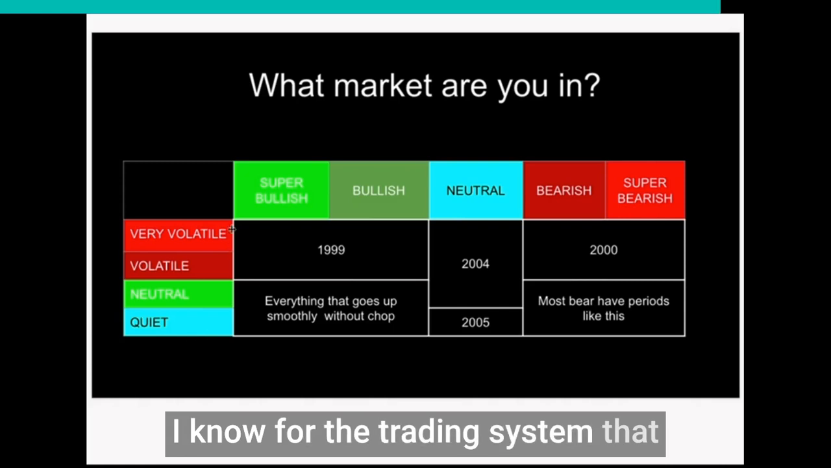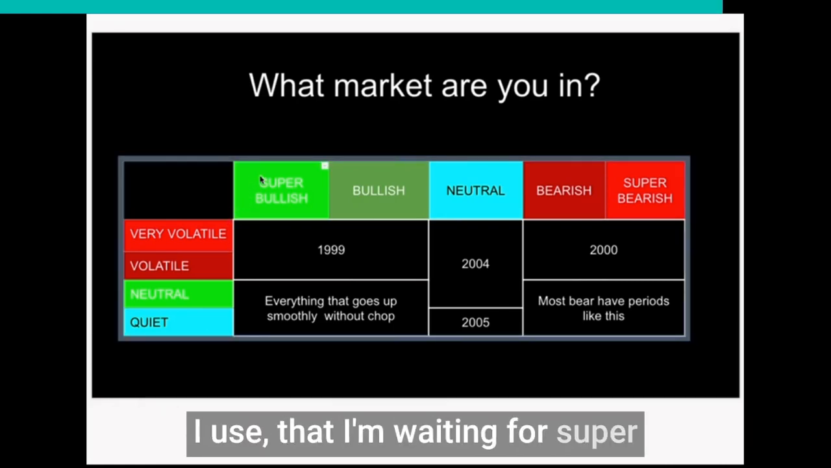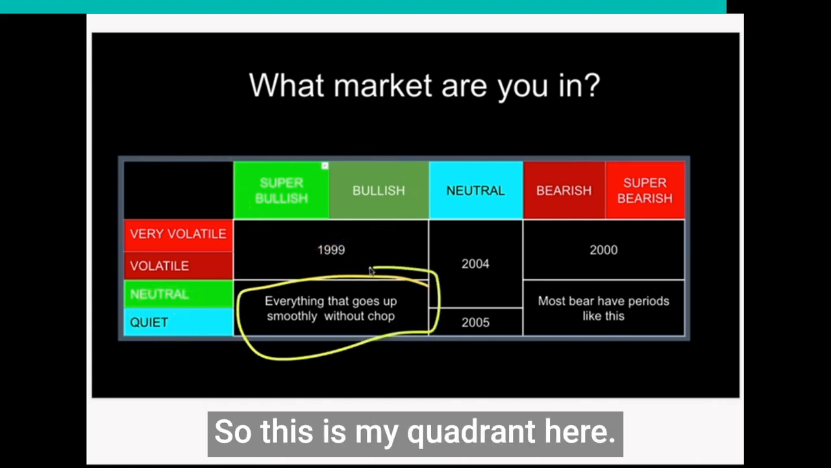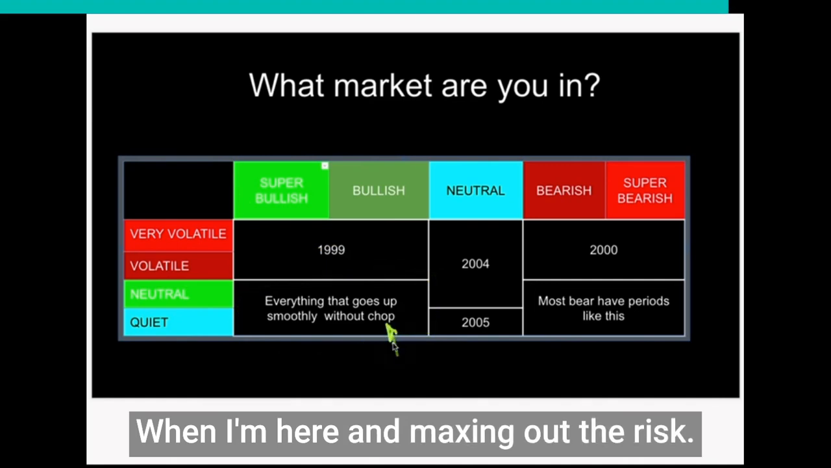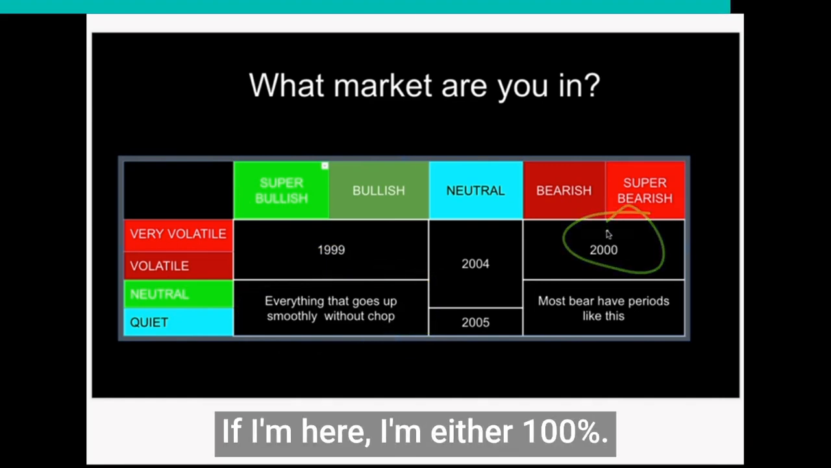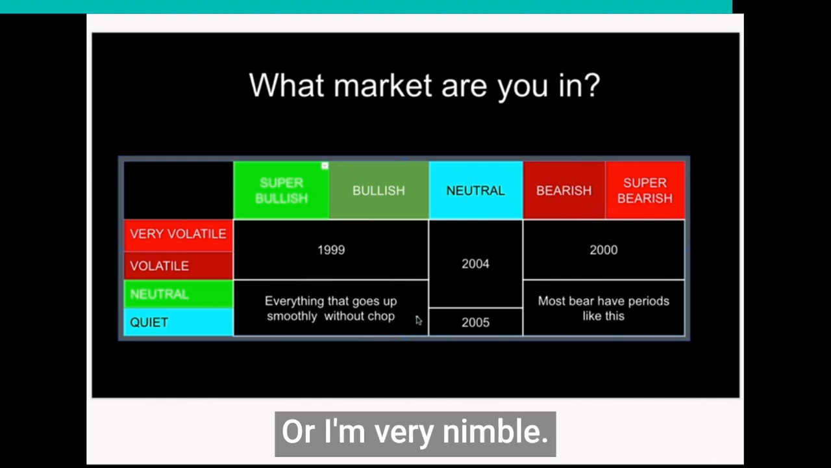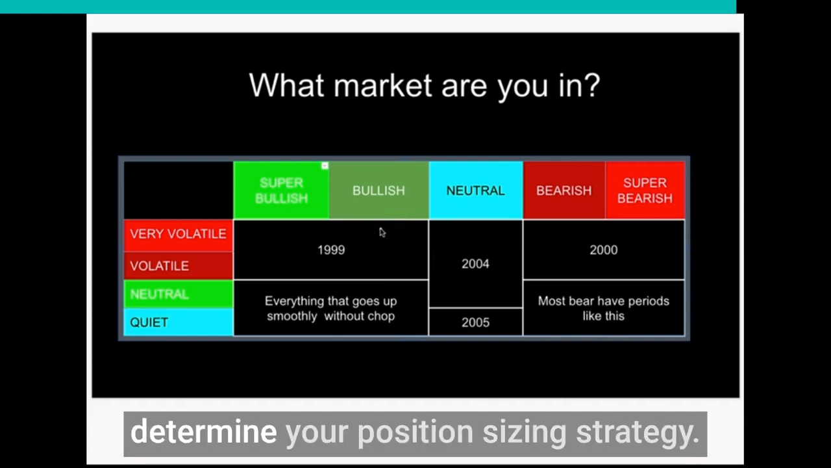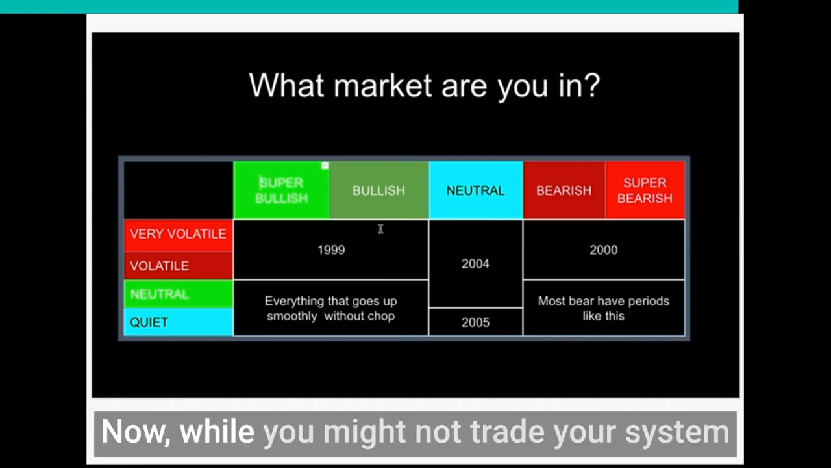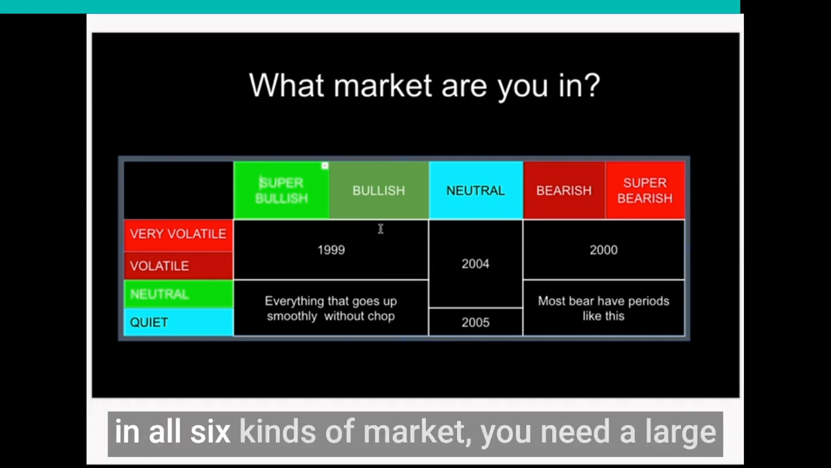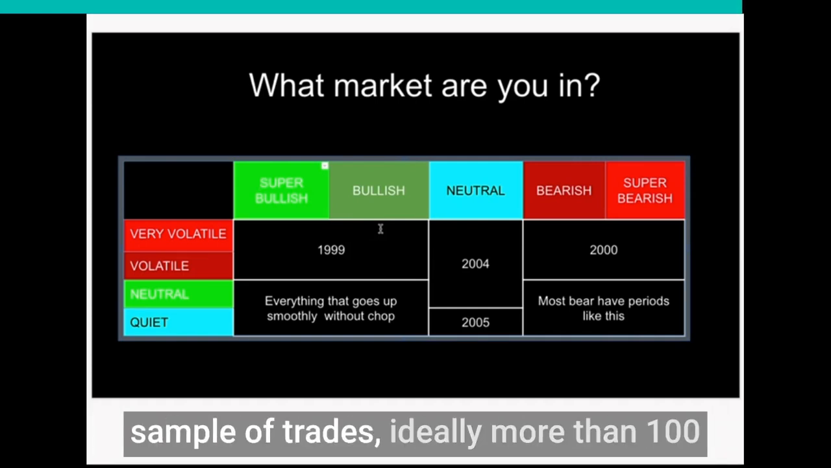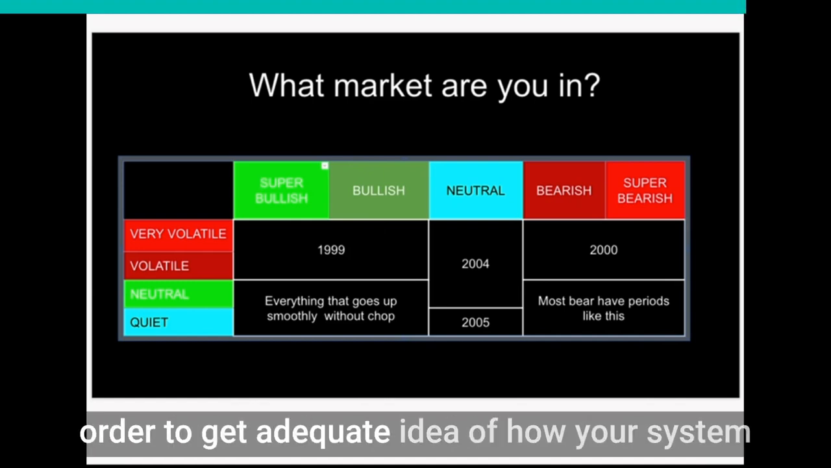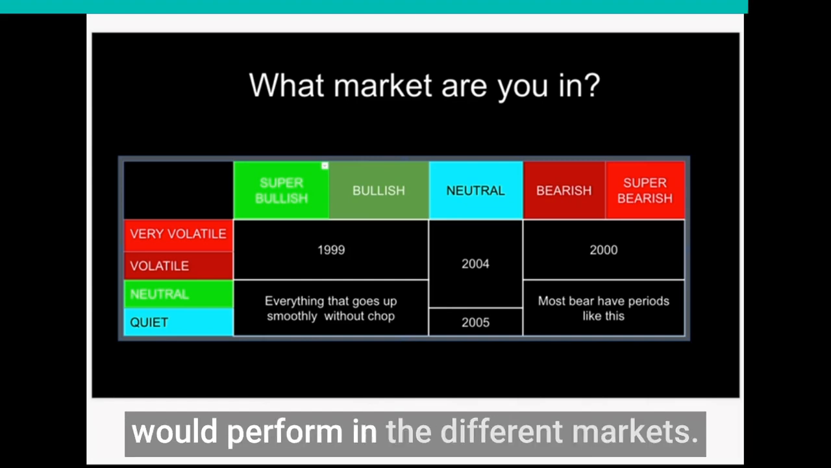I know for the trading system that I use that I'm waiting for super bullish, neutral, and quiet environment. So this is my quadrant here. When I'm here, I'm maxing out the risk. If I'm here, I'm either 100% in cash or I'm very nimble. If I'm here, I'm moderately aggressive. And that's what you need to use in order to determine your position sizing strategy. Now, while you might not trade your system in all six kinds of market, you need a large sample of trades, ideally more than 100, but at least 30 for each of these six markets in order to get an adequate idea of how your system would perform in the different markets.